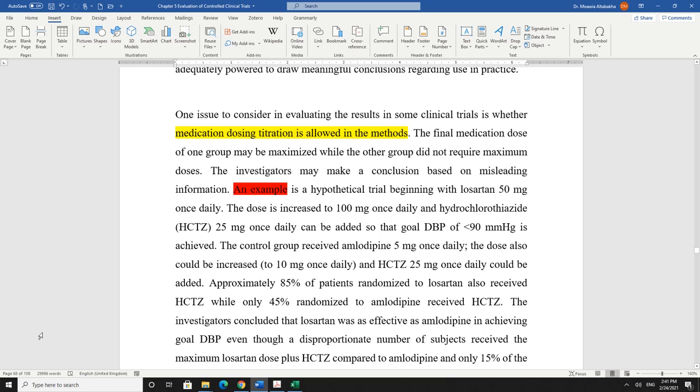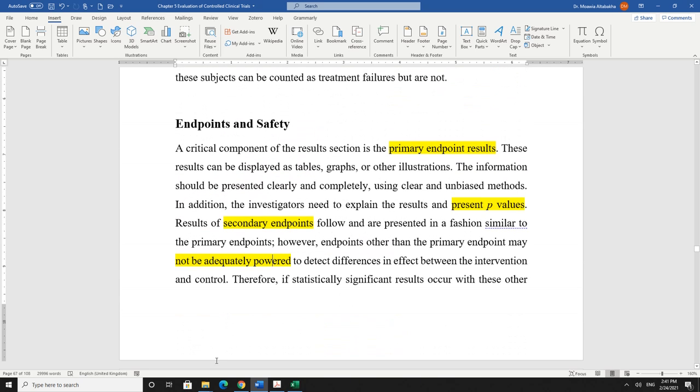Another thing which you need to look at is whether medication titration is allowed in the methods or not. I mean, for example, I might say, okay, drug, like ancillary therapy, if you remember. I may say, okay, take drug A, but if drug A is not enough, I want you to take another drug in order for you to reach a certain value. Okay? So you might be increasing the dose of drug A, for example, from 25 to 50 milligram, and then if it doesn't work, you go for a second drug in order to reach a certain, for example, blood pressure value or cholesterol level.